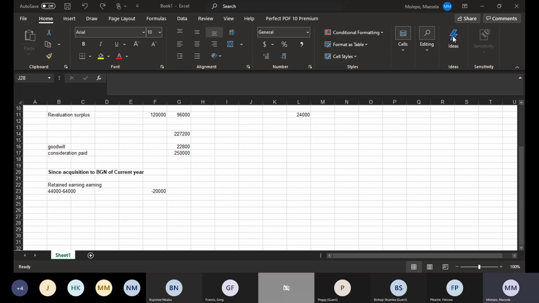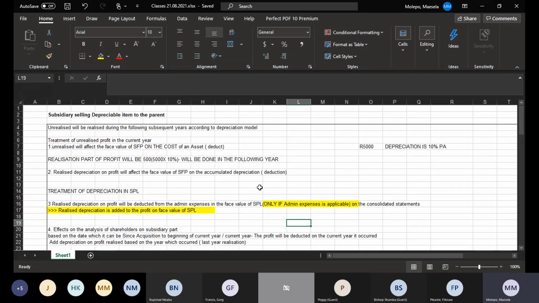Can you see the Excel that I'm referring to? No, okay. Let me try to reshare it. It will be the one on this one. Can you see this? Can you see it now? Yes. Okay.